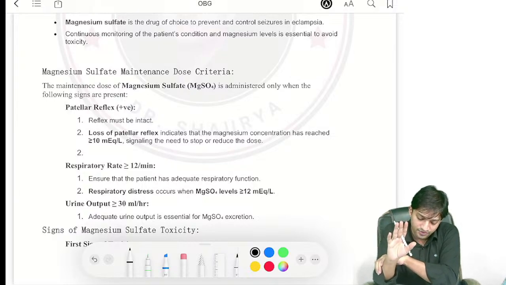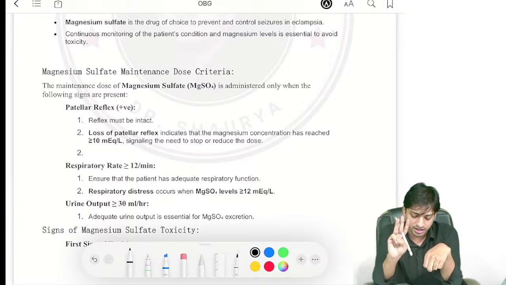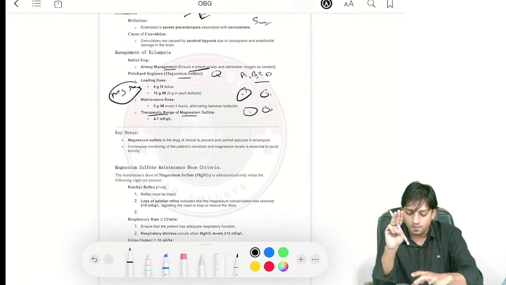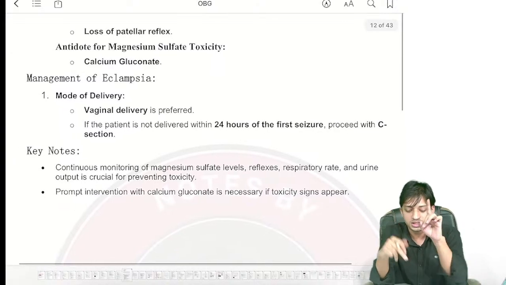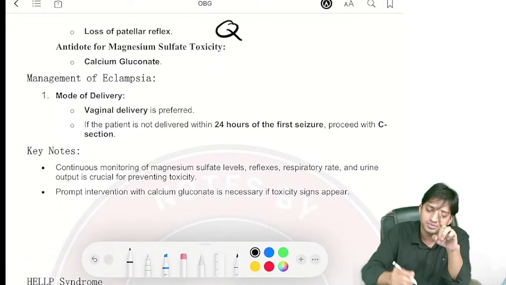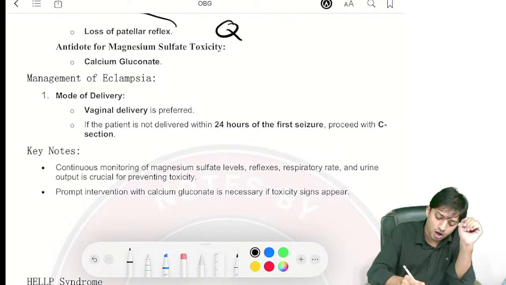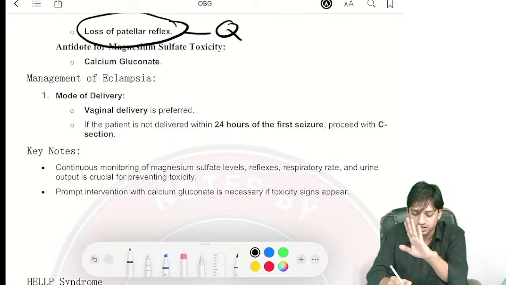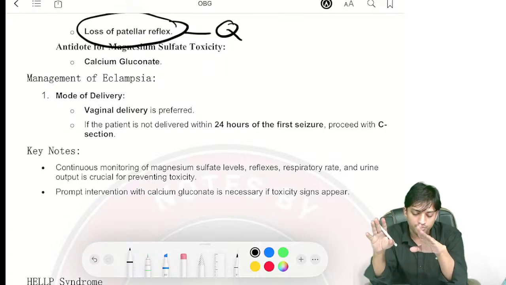Very commonly they give it, right? You will have to look at the respiratory rate and the urine output. Three important criteria that you have to look for in magnesium sulfate toxicity. So coming here, guys, what is the first sign of magnesium sulfate toxicity? This is an asked MCQ point. They have asked you many times. The first sign of magnesium sulfate toxicity is loss of patellar reflex or deep tendon reflexes. Or very suppressed deep tendon or patellar reflex.